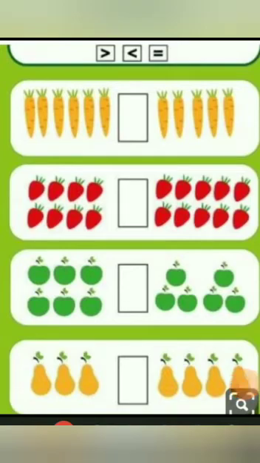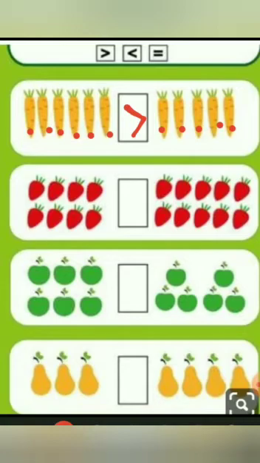Let's take another example. Count these carrots. 1, 2, 3, 4, 5, 6. There are 6 carrots in one group. Count another group. 1, 2, 3, 4, 5. There are 5 carrots in another group. So 6 is more than 5.